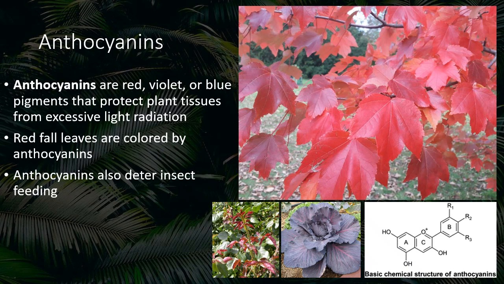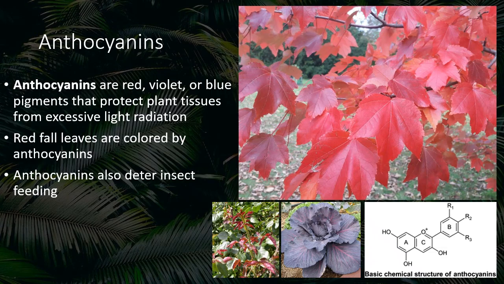Anthocyanins are also interesting because they can deter insect feeding. I provided here 3 different examples of anthocyanin pigmentation in plants because we see this in more than just fall leaves. The first one I've provided, this big image of this red maple. This is fall color of a red maple. During the summer, their leaves are green. And those anthocyanins, like I said, are protecting the tissues of the leaf as the plant reabsorbs as much of the nutrient content of the leaf as it can before it sheds the leaf.